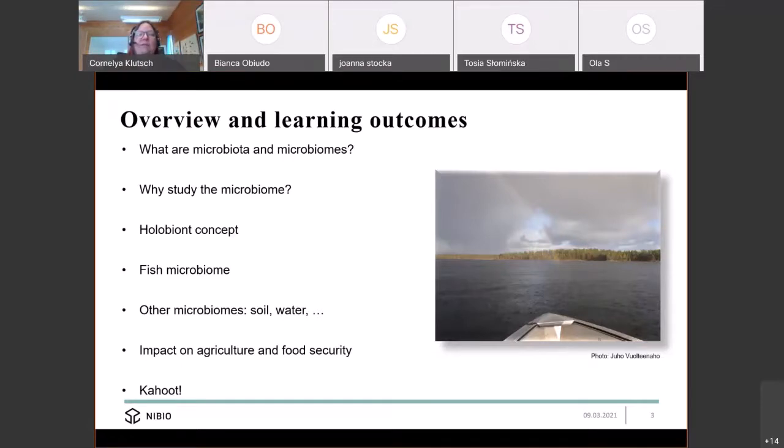And why this is important for us humans, for our human well-being and our food security, for example. And in the very end, I hope we have time to have a little quiz with Kahoot. I'm announcing this already now so that you can get your devices out, your mobile phones and so on, so that you're ready at the end of the presentation.